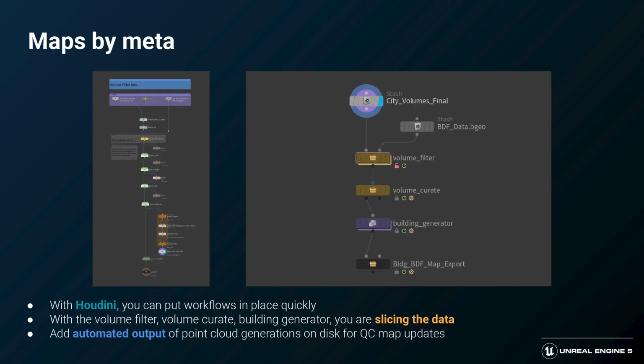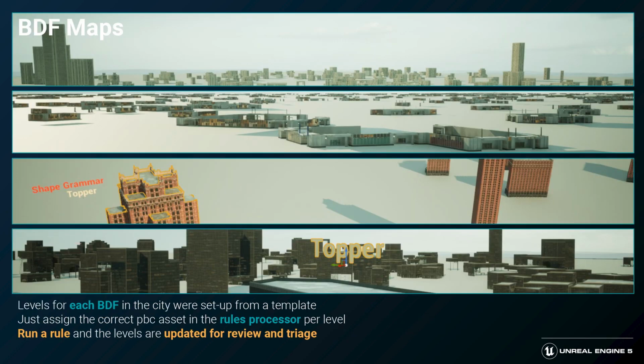Houdini is great. Chain your meta filtering into generation, then add some automated output. Now you are slicing and dicing the data to create sets of maps in the editor to systemically close the project. Not carrying the full weight of the city during smoke testing increased the iteration speed greatly.